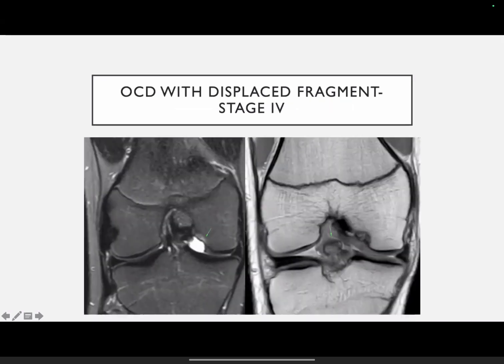So this is a case where there is a displaced fragment associated with osteochondritis dissecans. Here we can see that there is a complete focal defect in the subchondral bone and the underlying cartilage. On the proton density image, we can see that this is a bony signal, and this is a separated OCD fragment, which we are seeing in the intercondylar notch. So whenever we read such cases, we should be aware of what areas we are looking at.